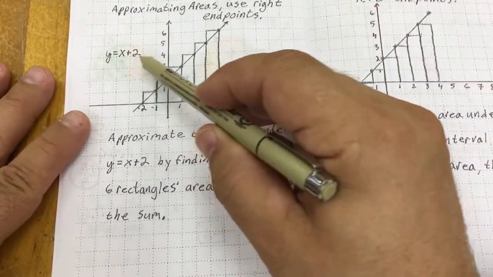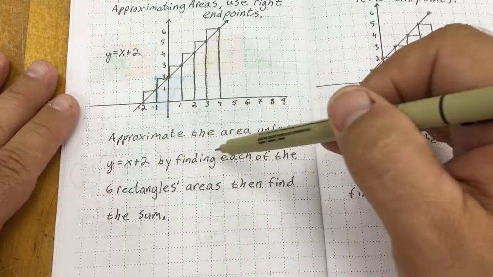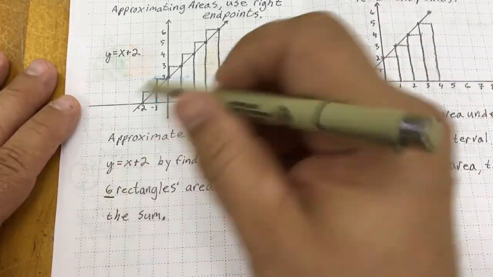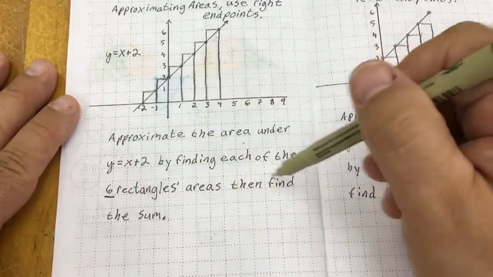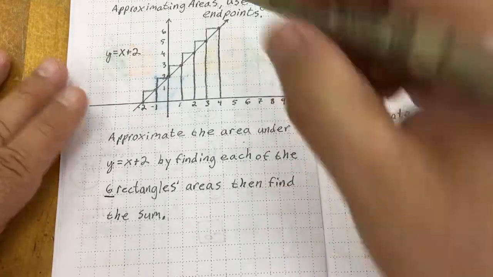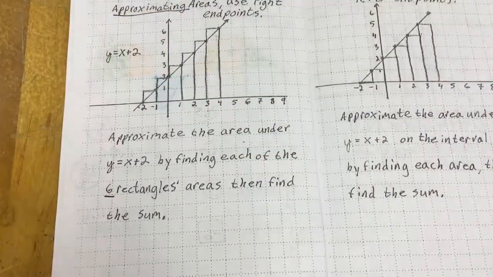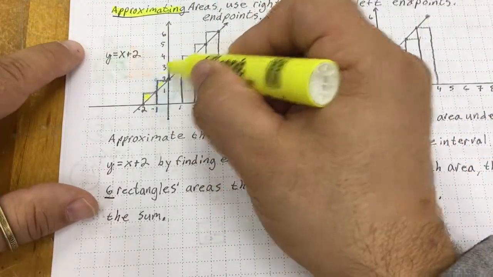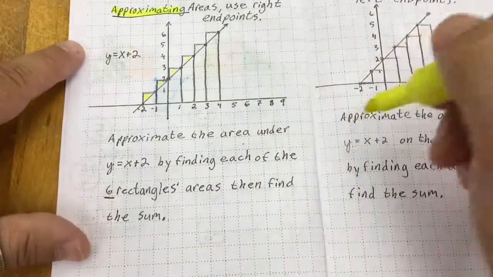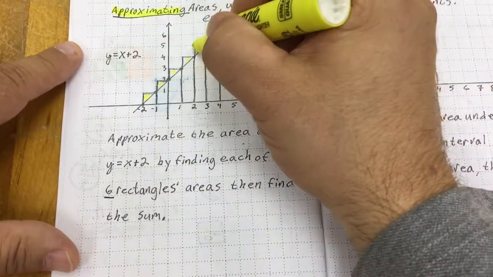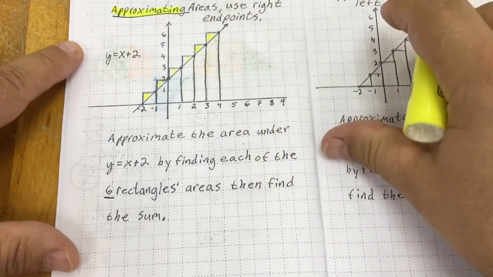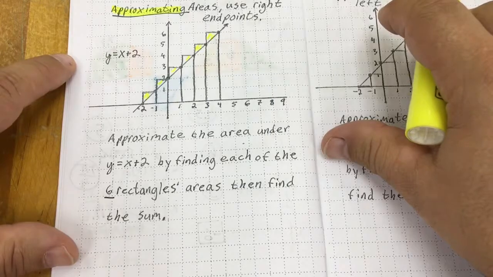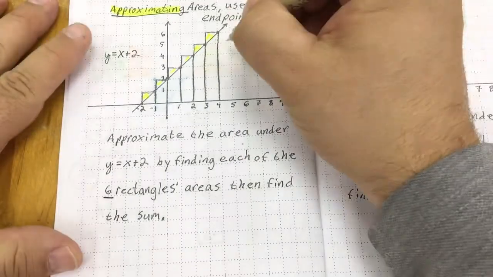I didn't pick anything too harrowing, nothing curvy, straight line. By finding each of the 6 rectangles, there's 6 rectangles here, areas, and then find the sum. So I'm just approximating. I'm not finding the actual area. I'm just going to find the approximate area. And if you'll notice, when I made these right endpoints from negative 2 to 4, the rectangles go a little bit above the line. So this is going to be what we would call an overestimate.